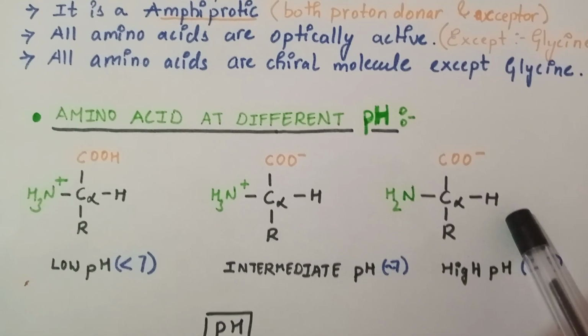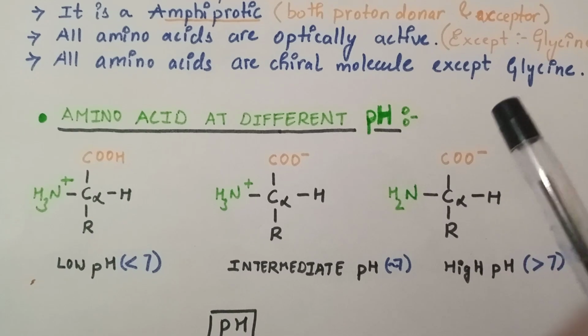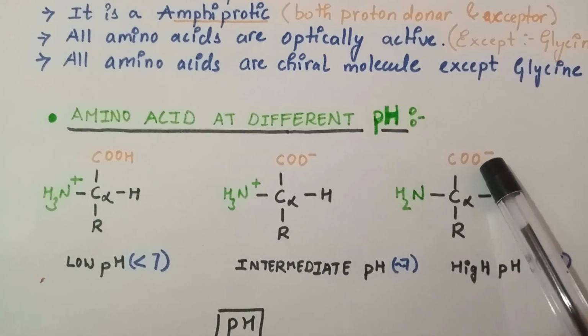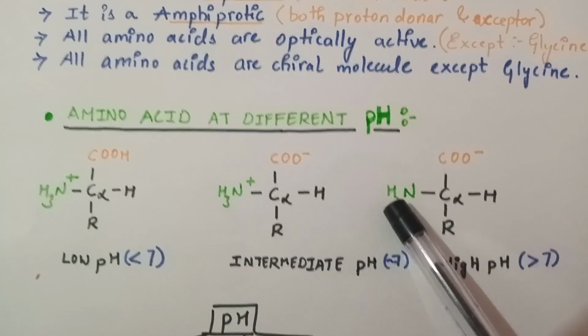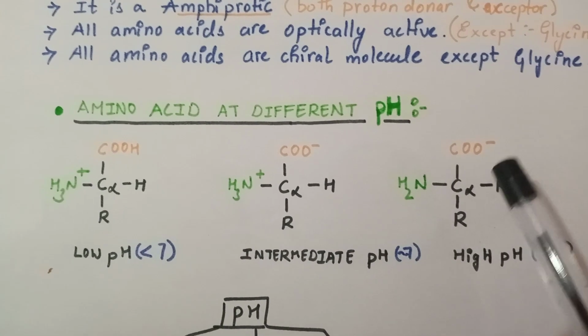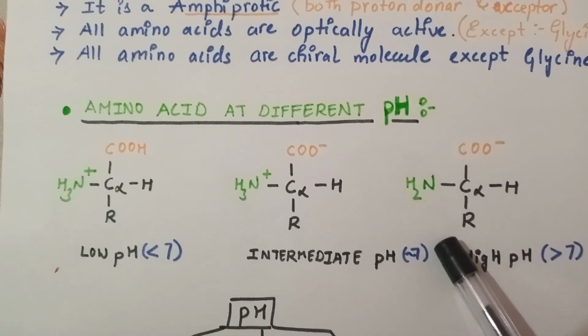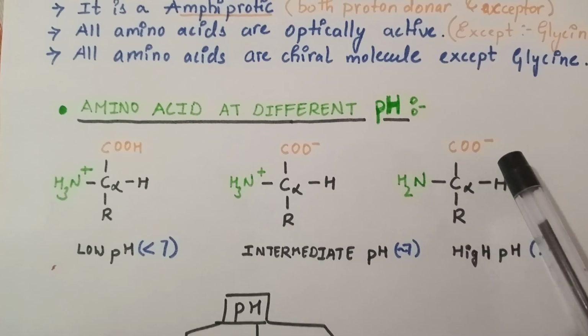While at high pH, the carboxylic group is deprotonated and the amino group is also deprotonated. So they generally have an overall negative charge on the amino acid.